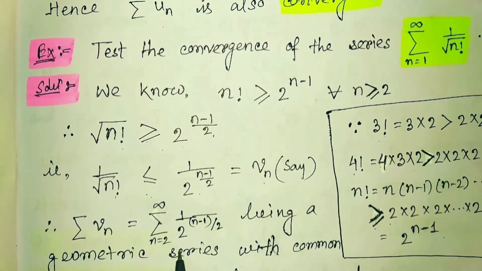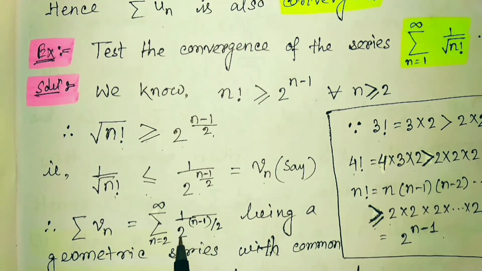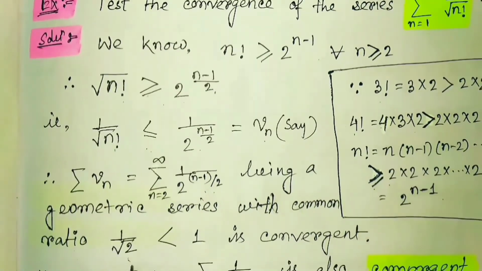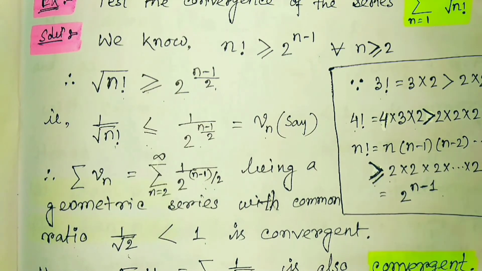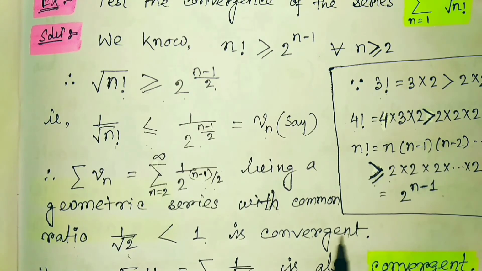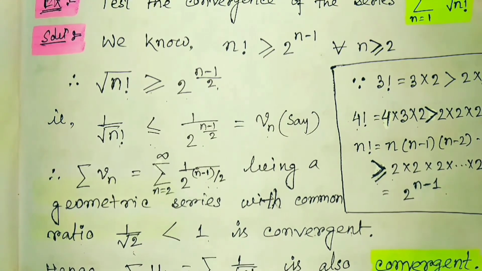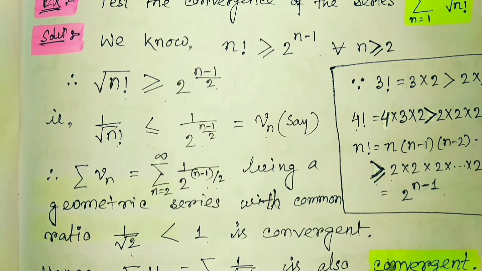So Vn is a series which is 1 upon 2 to the power (n minus 1) by 2. So we can say it is 1 divided by the root of 2 to the power n minus 1. So that one is a geometric series, I hope. This one is a geometric series with the common ratio 1 by root 2. 1 by root 2 is again less than 1. So a geometric series having the common ratio less than 1 is always convergent, that we know. As this one is convergent, we can say the summation Un is also convergent. So by the comparison test, we can definitely say so.